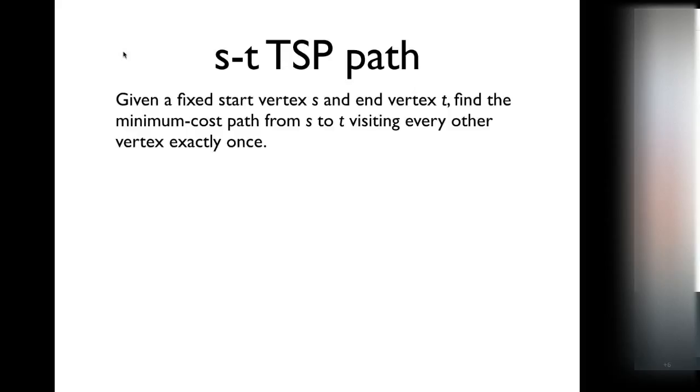So the reason we have some hopes that best of many Christofides might work for regular TSPs is that it worked in this special case. So ST-TSP path is this: I give you a fixed start vertex and a fixed end vertex, S and T, and then you find the minimum cost Hamiltonian path that starts at S, ends at T, and visits every other vertex exactly once. If you do the analog of the Christofides algorithm, it's been known for a while that you get a 5/3 approximation for the problem.